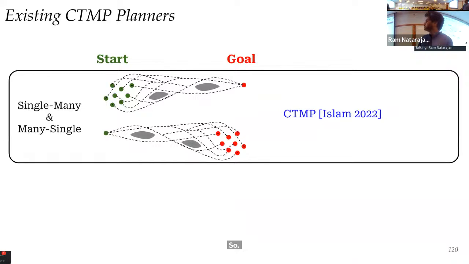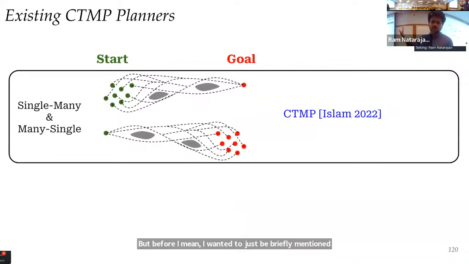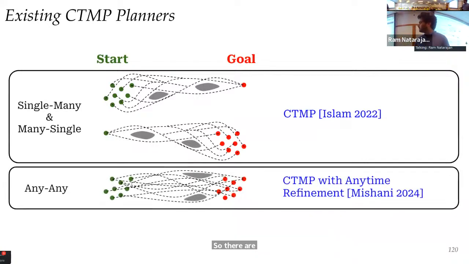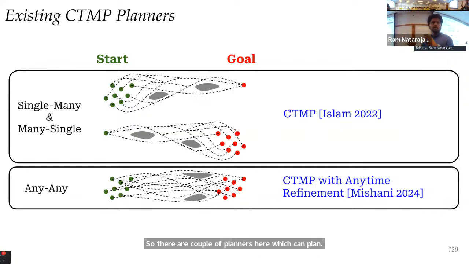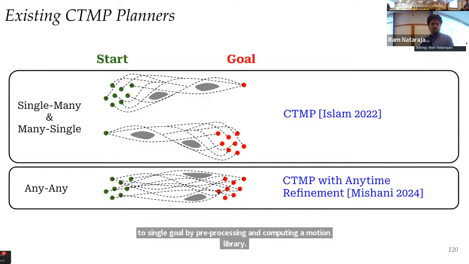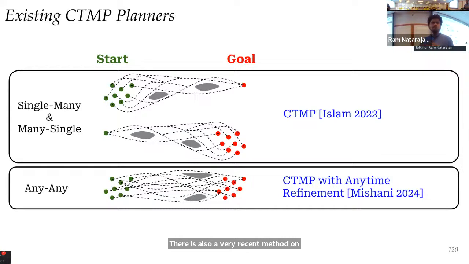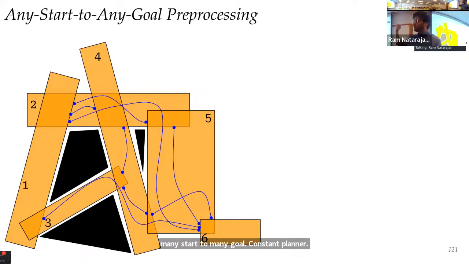Before that, I wanted to just briefly mention some existing constant time planners. There are a couple of planners here which can plan between a single start to multiple goals or multiple starts to a single goal by pre-processing and computing a motion library. There is also a very recent method on theoretically finding any start to any goal, but because of the choice of representations, it does a many start to many goal constant time planner. We are interested in doing pre-processing such that at runtime you can find a solution from any start state to any goal state within a user specified constant time.